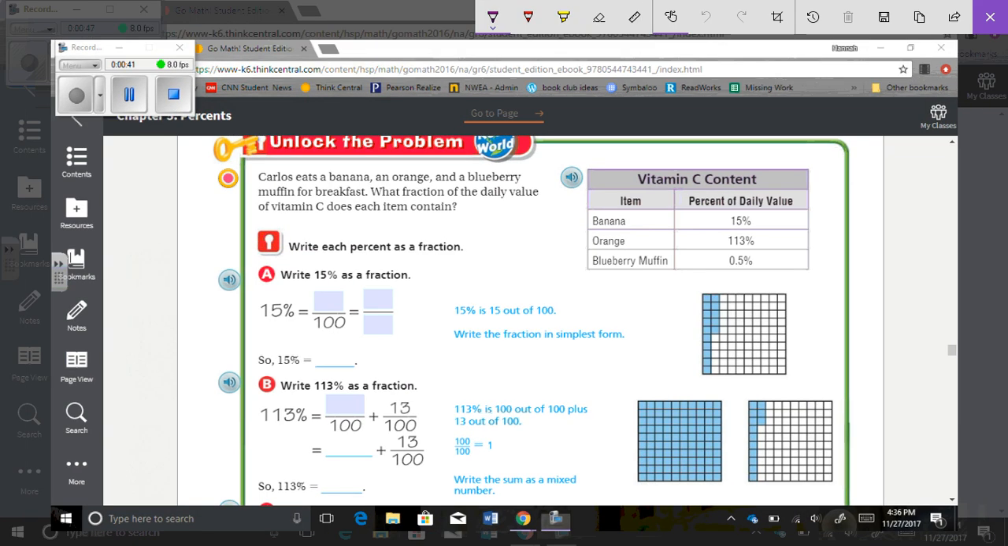So 15% we know is 15 out of 100. And then we need to simplify that down. So I know that 15 and 100 can both be divided by 5. So I take 15 divided by 5, which is 3, and 100 divided by 5, which is 20. So 15% equals 3/20. And we can see that over here on the grid as well. We have 15 of those shaded in out of the grid of 100, right over here.